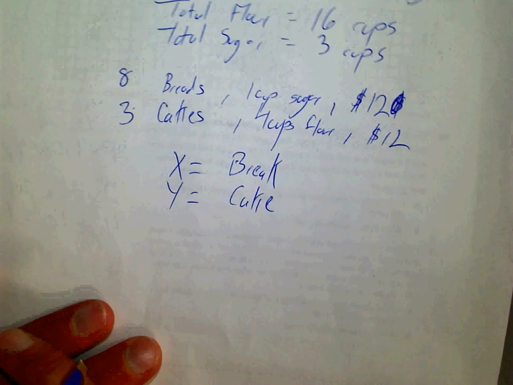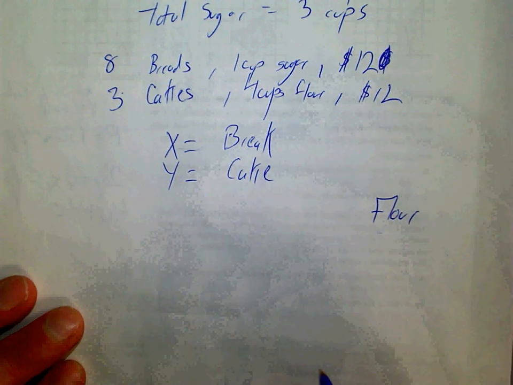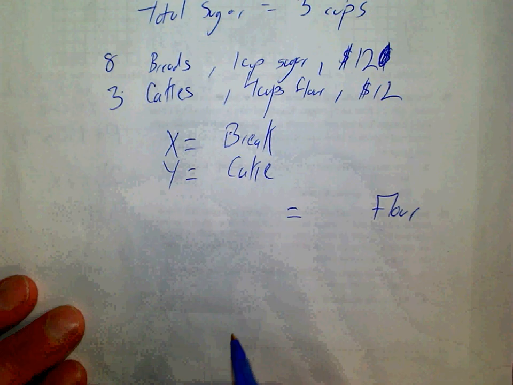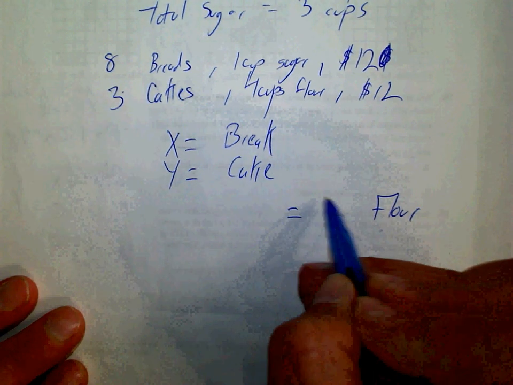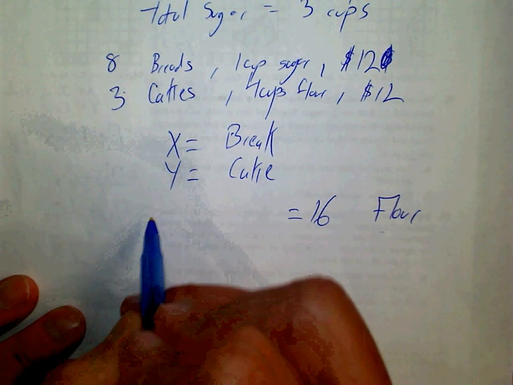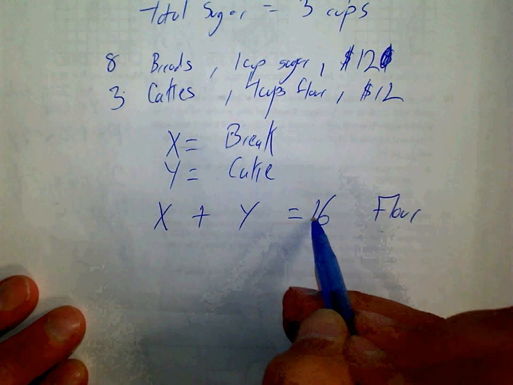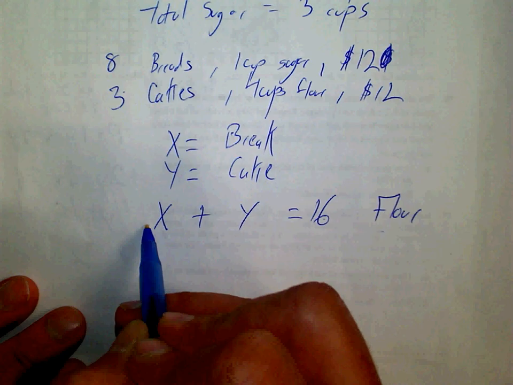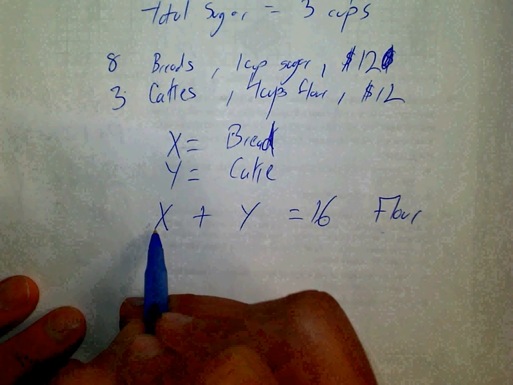Let's make an equation over flour. Remember how much flour do we have altogether? We have 16 cups of flour. And if I take my bread and my cake and add it together to get to that 16 cups, what value do I have to put by the bread? How many cups for every bread?